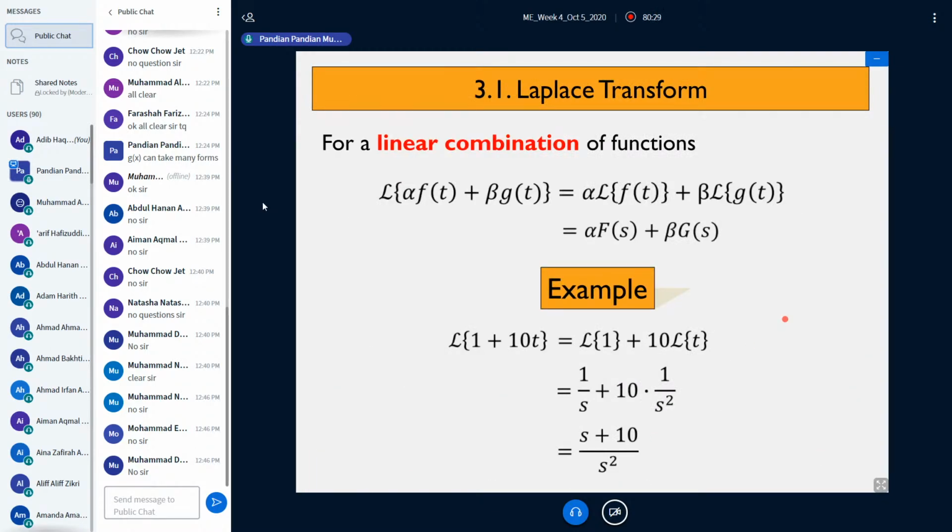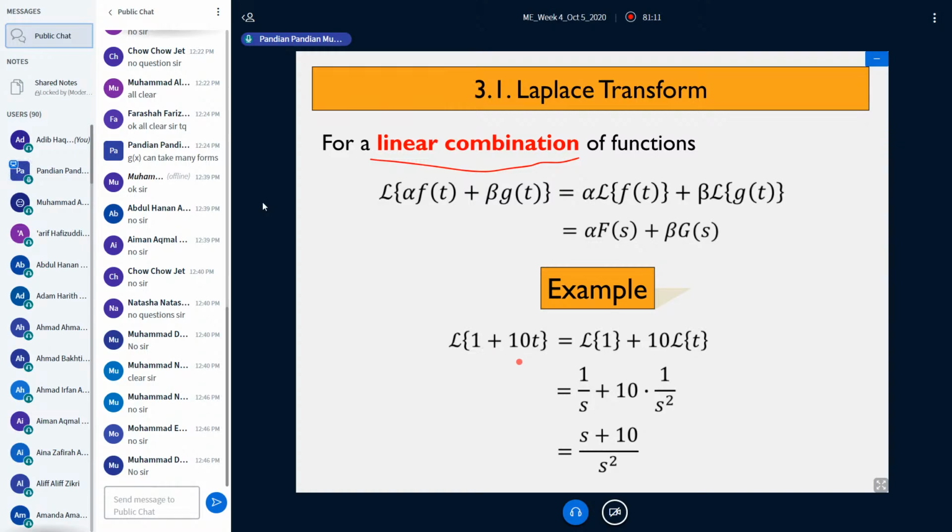So what we need is the final form of the Laplace transform. Before we see the example, you see this is the linear combination. Sometimes you have to combine. Laplace of alpha f(t) plus beta g(t) is alpha multiplied by Laplace of f(t); you take out alpha outside and you take out beta outside. Laplace of g(t). So Laplace of f(t), the symbol is F(s). So alpha F(s) plus beta G(s). Now this example is how you can simplify.